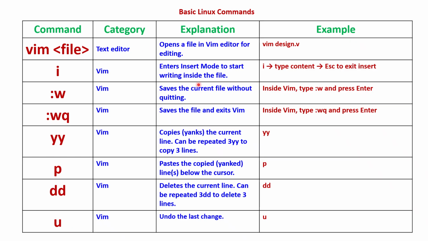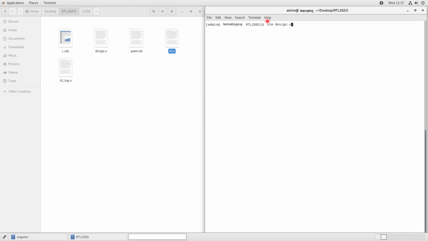Next, we are going to see file editing commands. These are the commands for editing the file. First, by using vim, we will be opening the file, and by using all the other commands, we will be editing inside the file. Let's see one by one. First, I am going to open one empty file using vim. And I am going to open the design.v file.